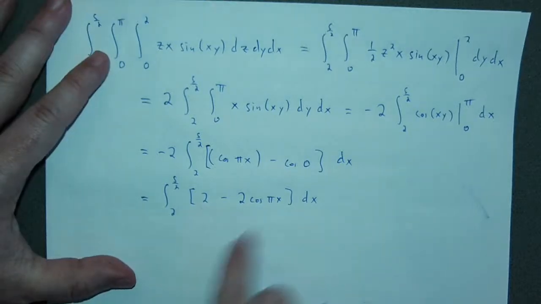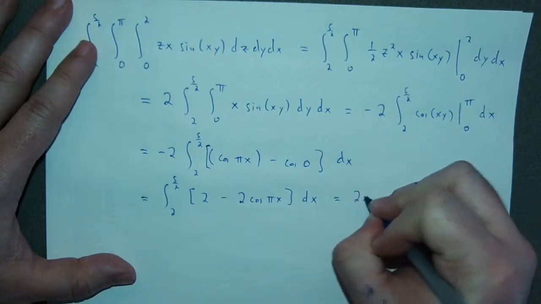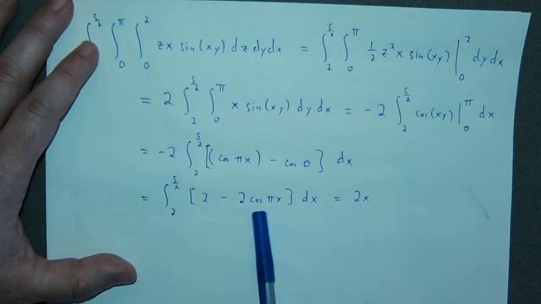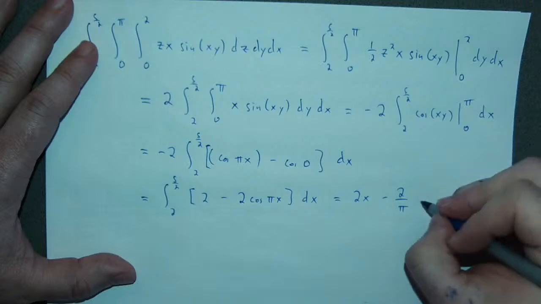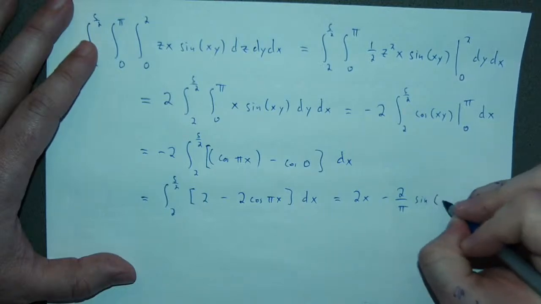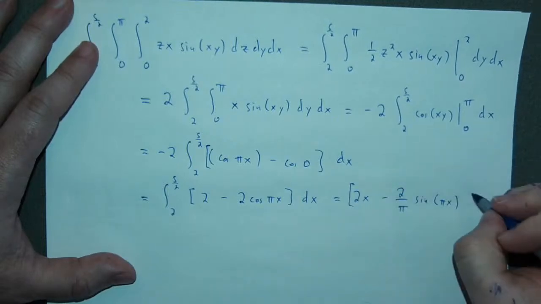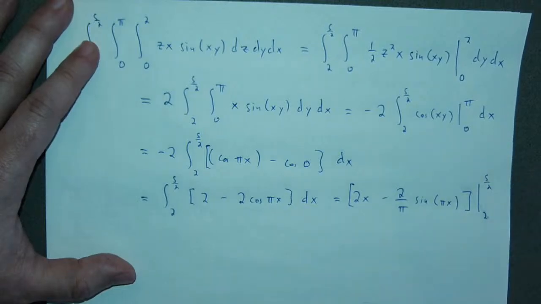All right, so I can do this term by term then. The integral of 2 dx is 2x. The integral of minus 2 cosine pi x is, so the integral of cosine pi x is 1 over pi sine pi x. So this is minus 2 over pi to compensate using u sub. So this is 2x minus 2 over pi sine of pi x, and I'm evaluating this entire expression from 2 to 5/2.